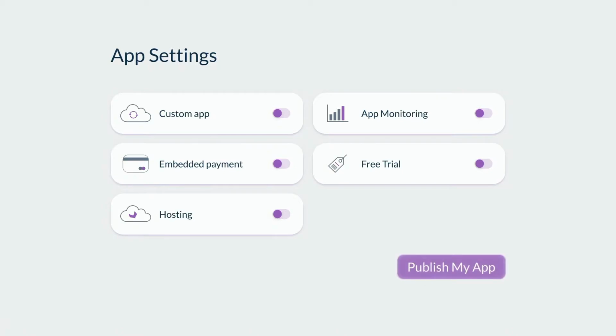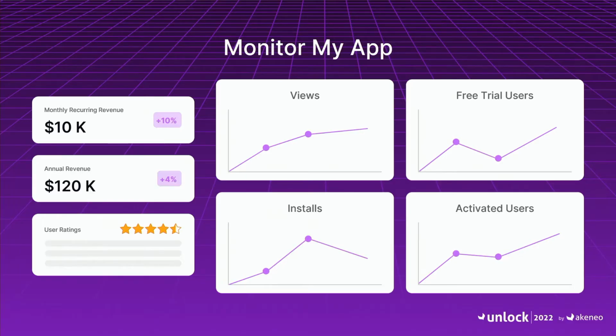Awesome. So I have people trying my app and now paying for it. How can I track that information and continue to monitor their usage? With the app monitoring setting, you will be able to find a lot of success metrics. How many app views, how many app installs, what is the revenue generated by my app, and so on. All these questions will be answered by the app monitoring settings.